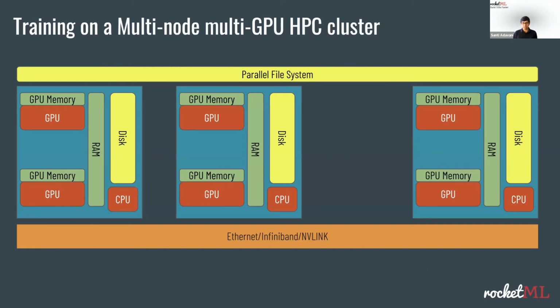These are typical HPC clusters where you stitch together a whole bunch of nodes, where each node has a bunch of GPUs. You have a parallel file system, and you have an Ethernet band network that communicates across these. So training on a multi-node, multi-GPU HPC cluster becomes mandatory.